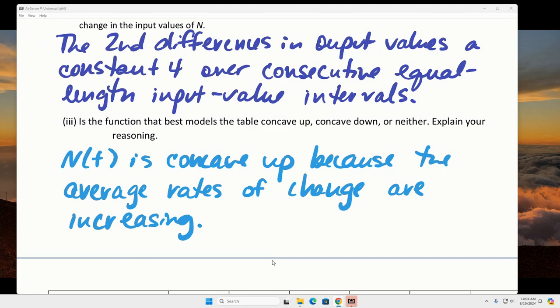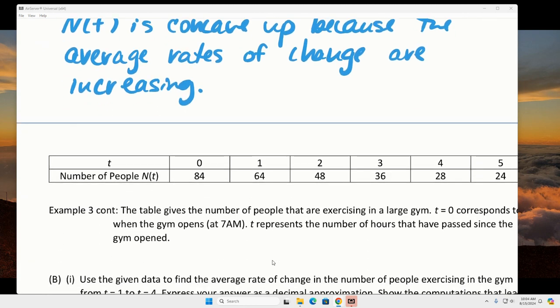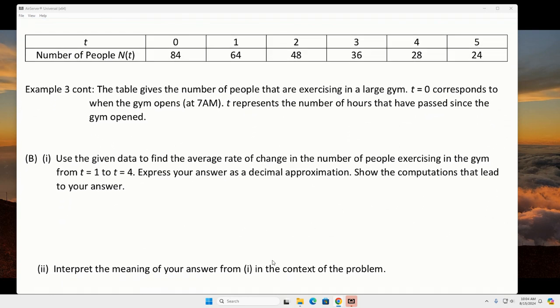Okay, the next page is the same problem. So I just redid it, same wording. We're going to answer totally different questions though. So for B1, we're going to use the data to find the average rate of change in the number of people exercising from t equals 1 to t equals 4. So even though there's all these other numbers there, those are the only ones we care about. If it doesn't come out even, we are going to give a decimal approximation, not a fraction, and then we're going to show everything.